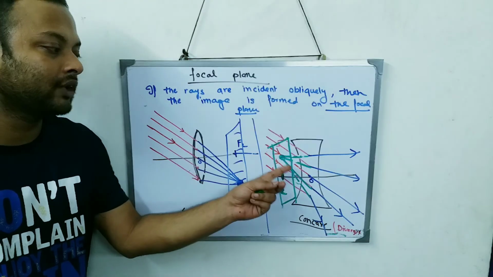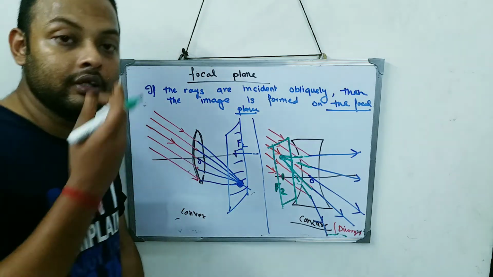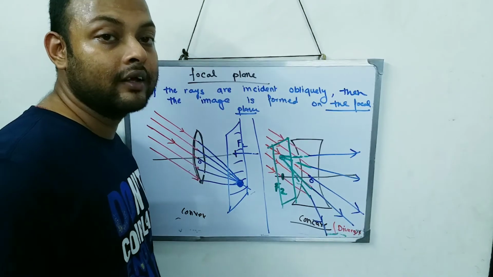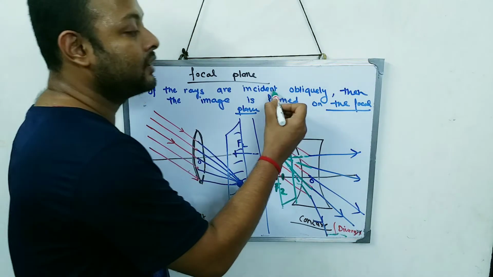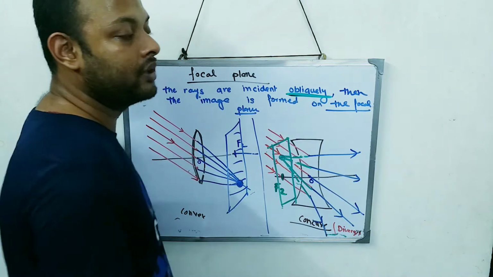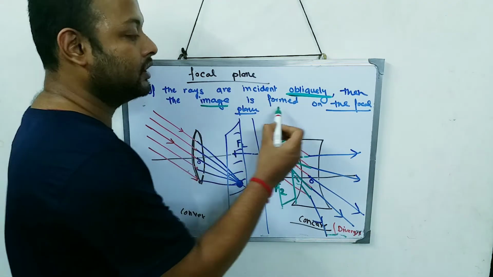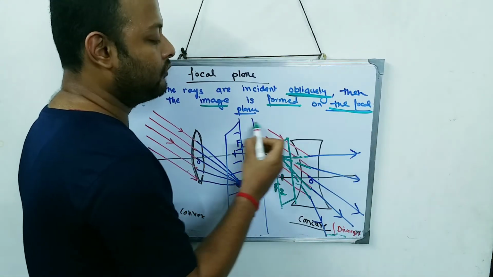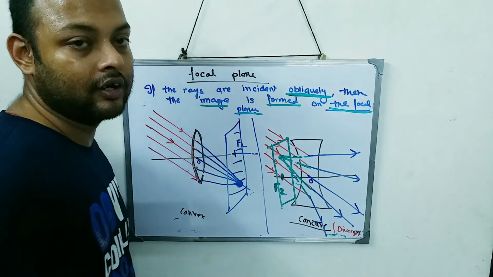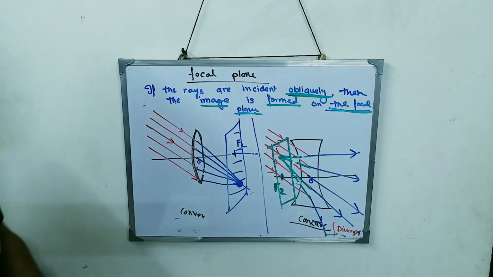This is not formed by the actual intersection of rays. But the important thing is the importance of the focal plane: when the rays are incident obliquely, the image is formed on the focal plane, or on the second focal plane. So that is the importance of the focal plane.